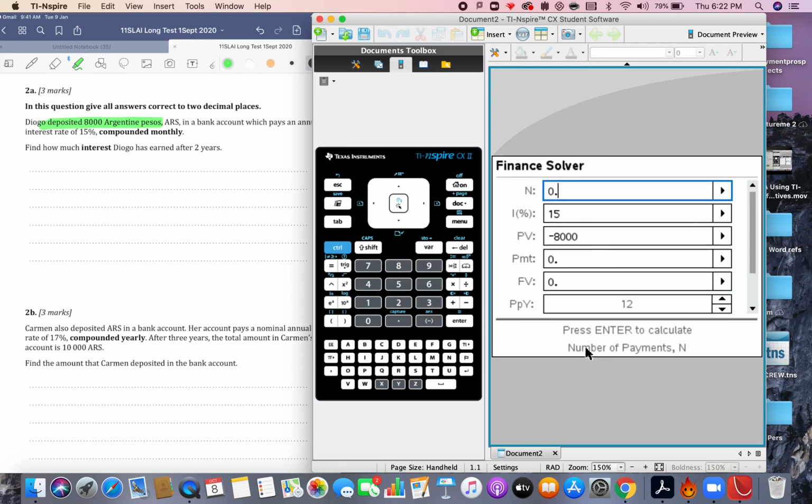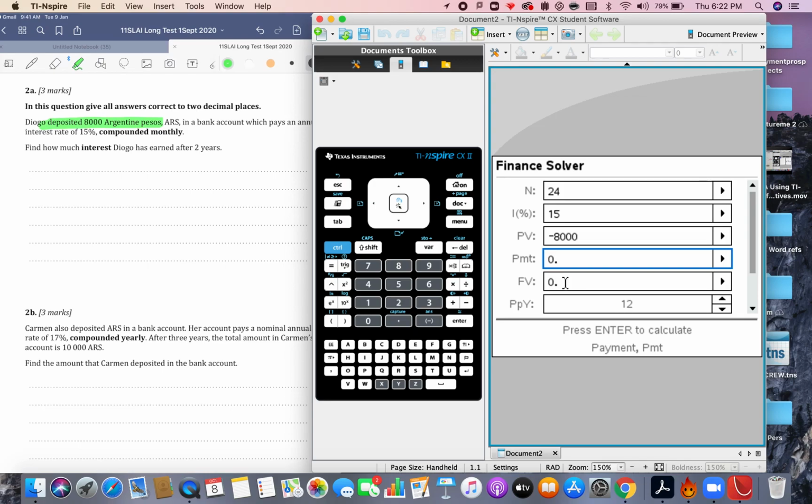And let's think about the N. When you click on it, N is the number of payments. Well, I'm getting 12 interest payments per year, and that's 2 years. So this is 2 times 12 is 24 here. Okay. The payment is how much I'm paying into the bank each time period. That's 0 because I'm not paying any extra.